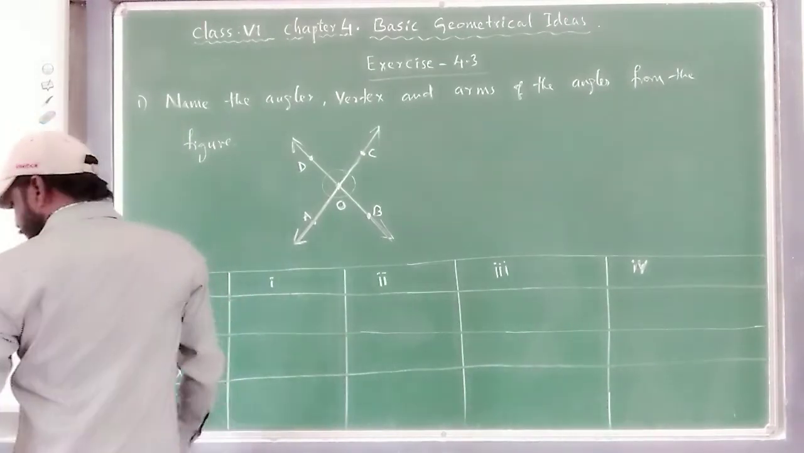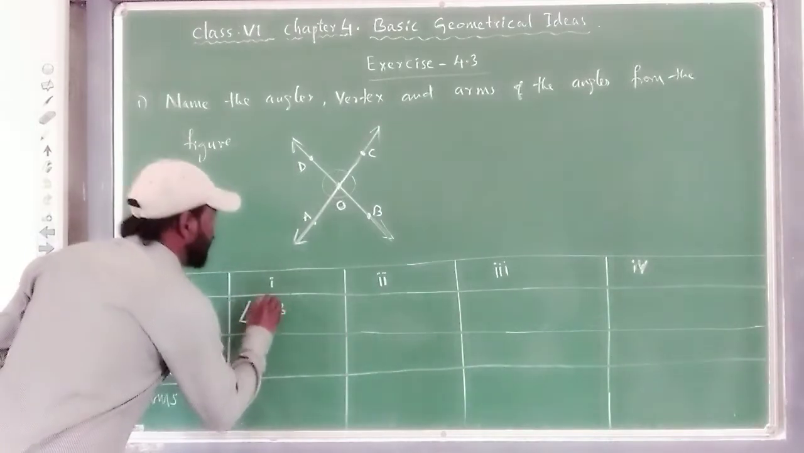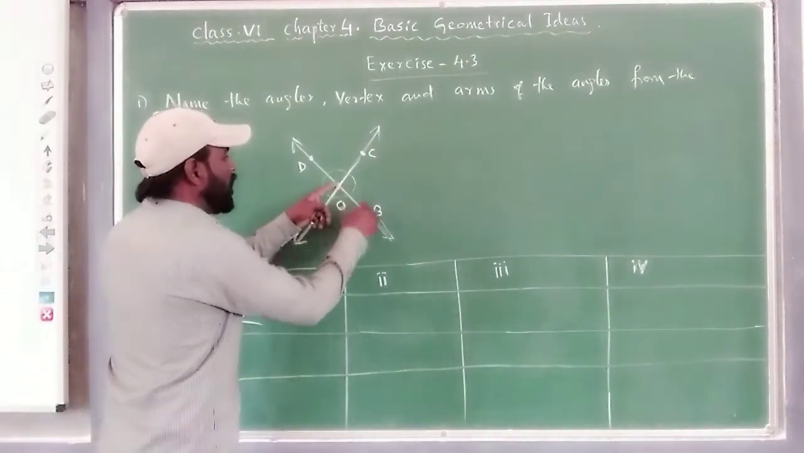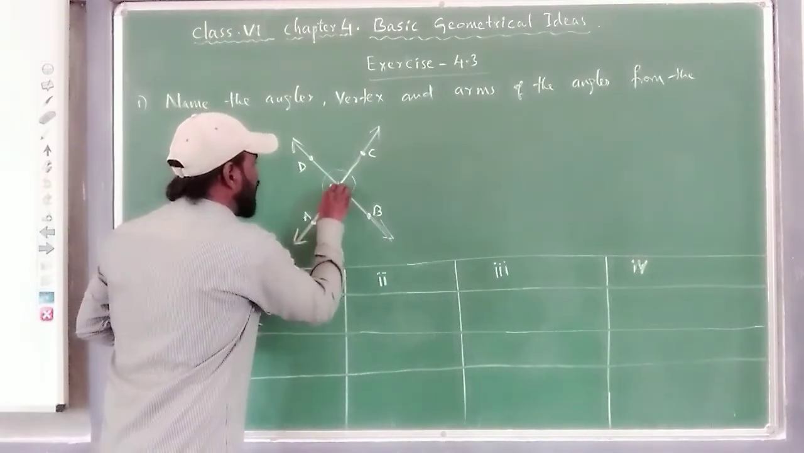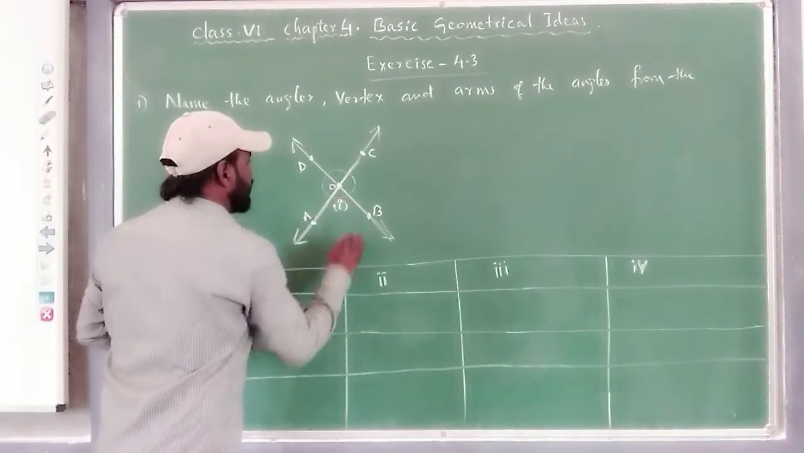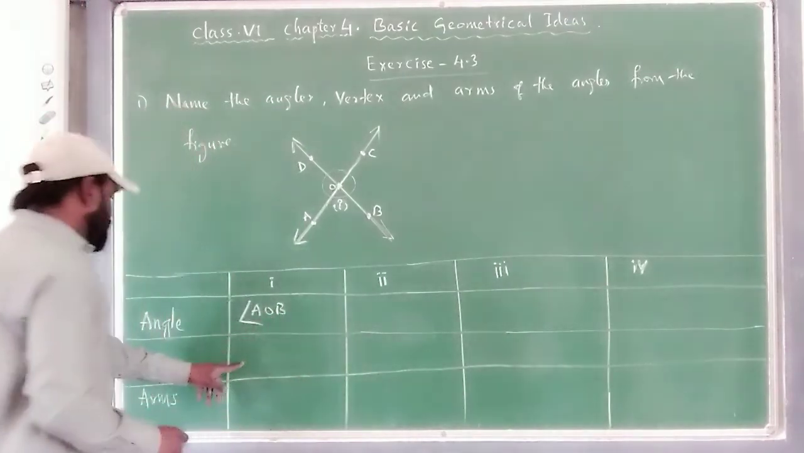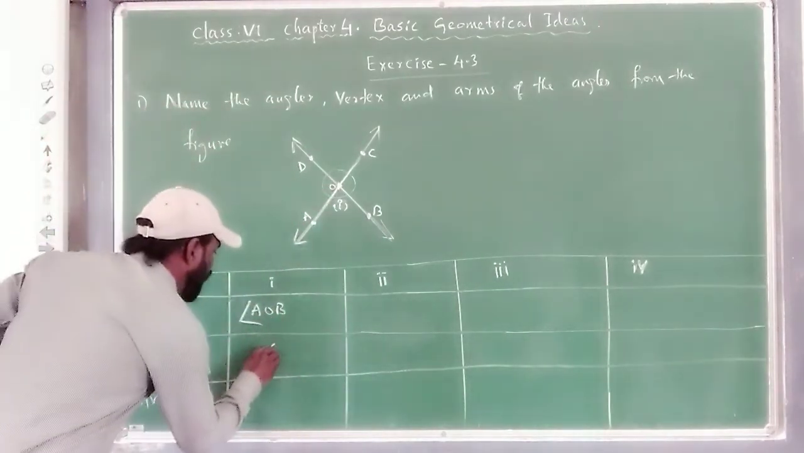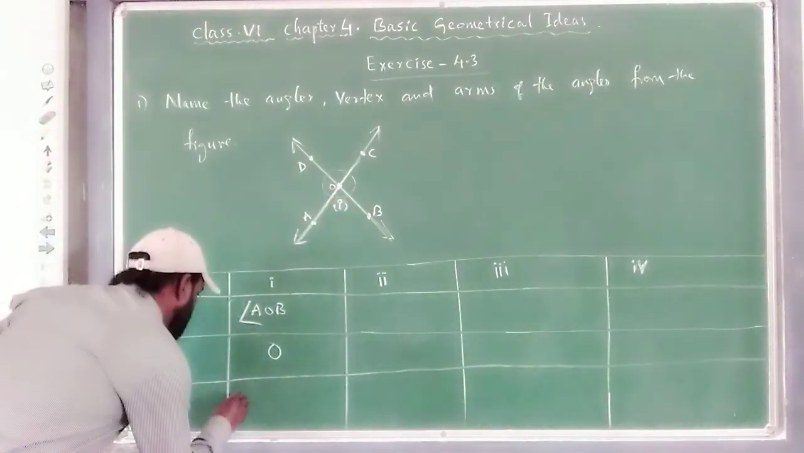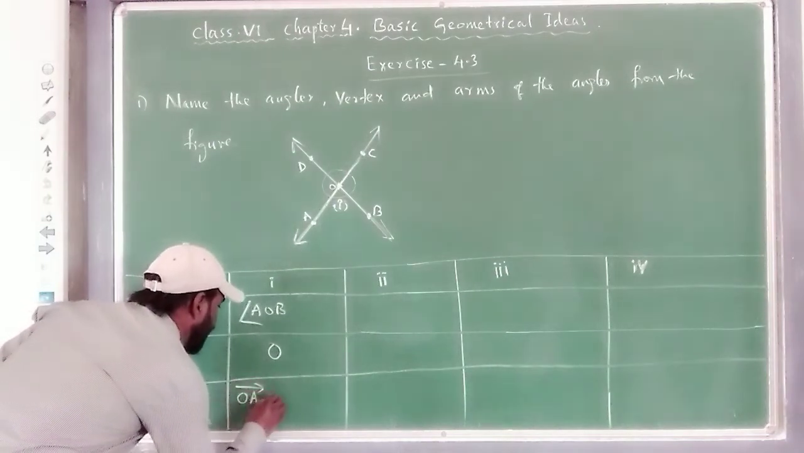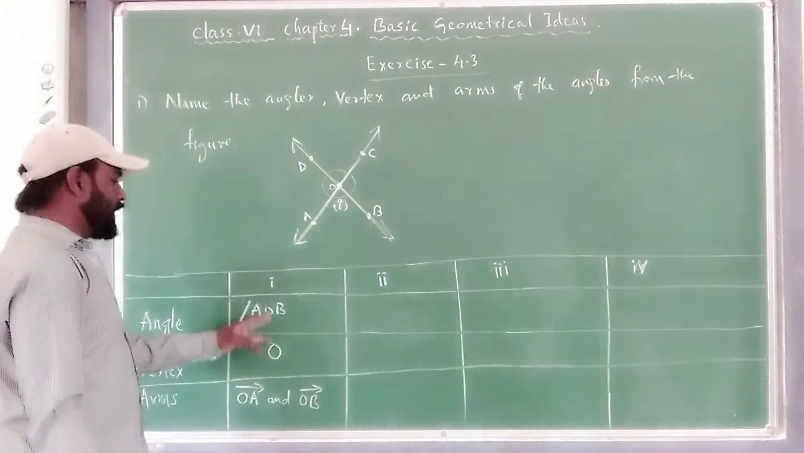The first angle in the textbook is given as angle AOB. A, O and B. This is the first angle. The O is here, this common point. For this angle AOB, what is the vertex? The common vertex is O. What are the arms? OA is one arm, OB is the other arm. So OA and OB are the arms for the angle AOB.